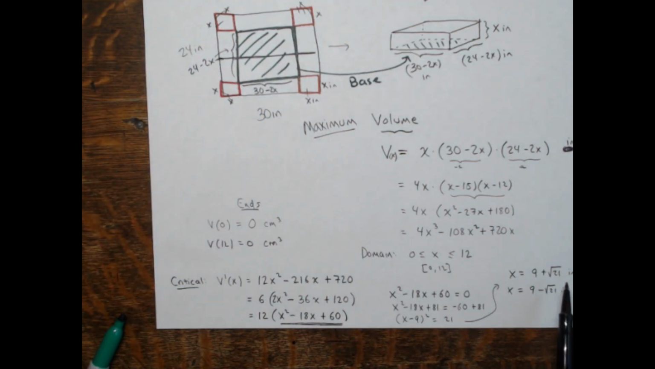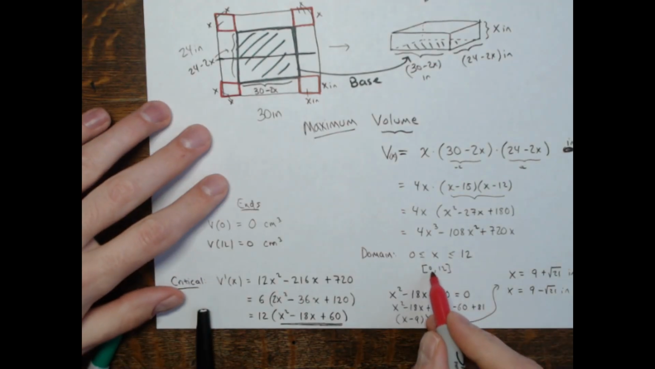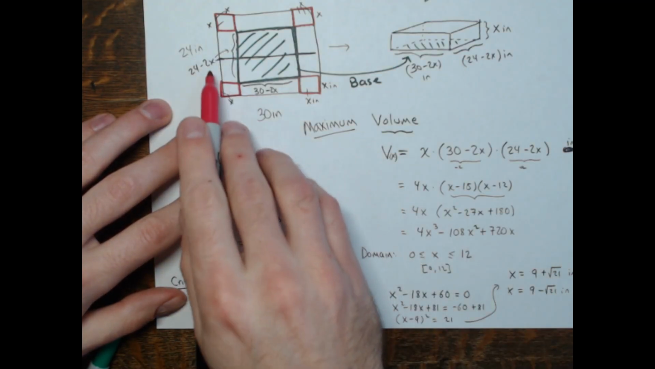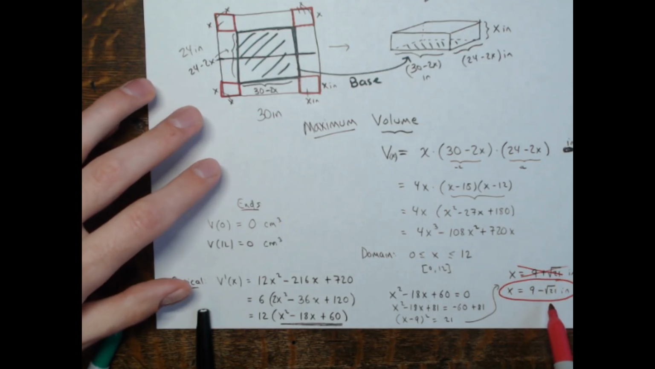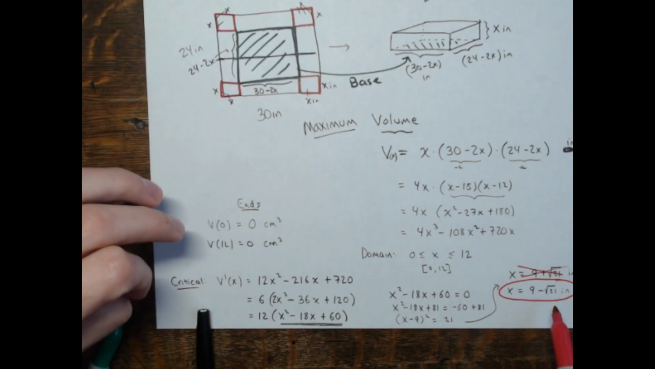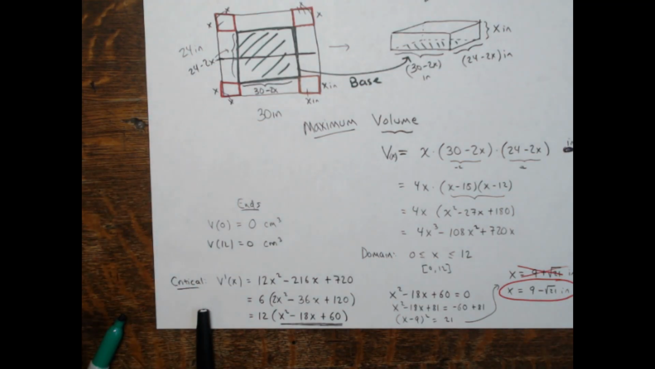Now, the only one that actually makes any sense that belongs to the domain here is the one with the minus, because the square root of 21 is bigger than 3. So this would be bigger than 12. x can only be from 0 to 12. So this makes no sense. The only value that actually works would be 9 minus the square root of 21. And that's an exact answer.